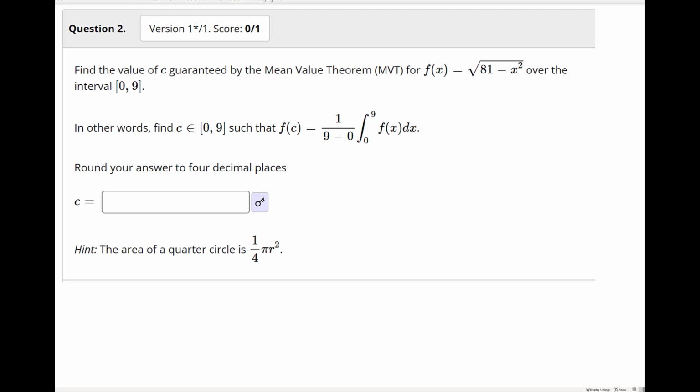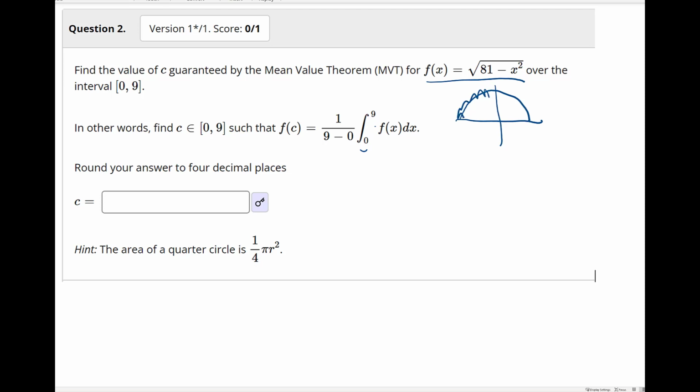Here's another problem from the fundamental theorem of calculus. So again, we're looking at the mean value theorem for f of x equals the square root of 81 minus x squared. Now, if that is not familiar to you, this graph would look like a semicircle with radius 9. Now we're looking at this one from 0 to 9, so really it's just going to be that quarter circle, so we can kind of get rid of that part.